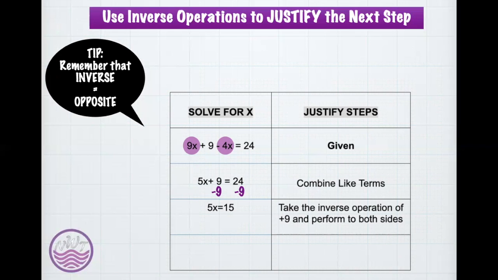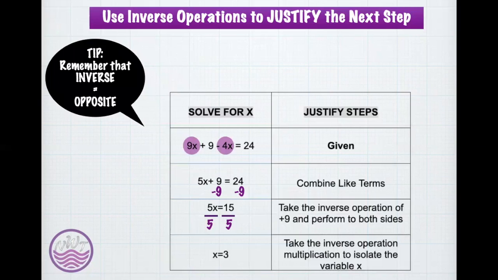Now the same thing goes. I have 5x equals 15. I'm going to divide both sides by whatever number is in front of the x. In this situation, it's a positive 5. So I'm going to divide both sides by 5 to get x equals 3. And my justification is take the inverse operation, multiplication, to isolate the variable x.